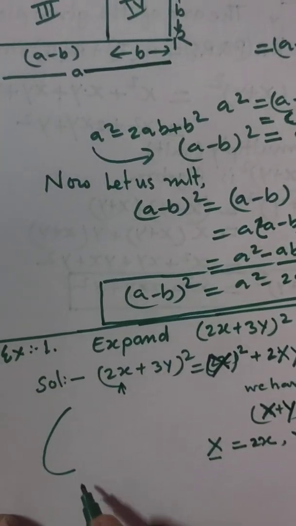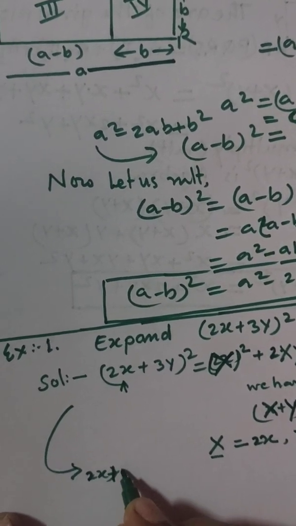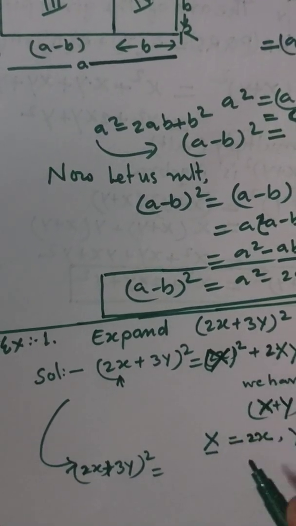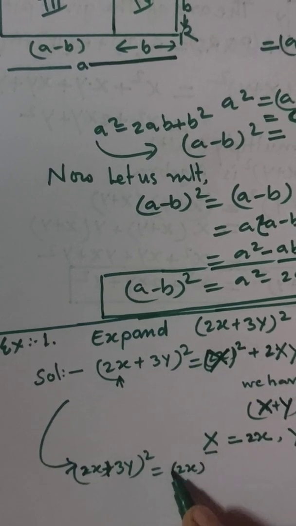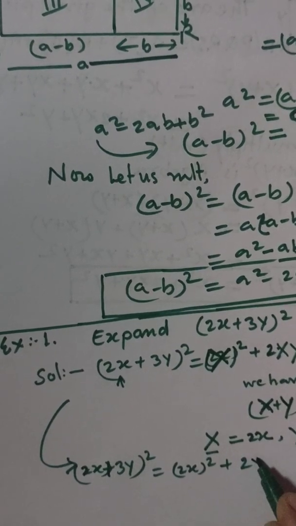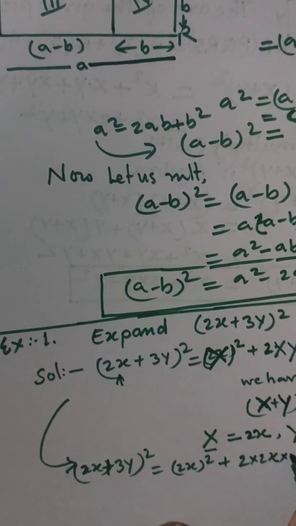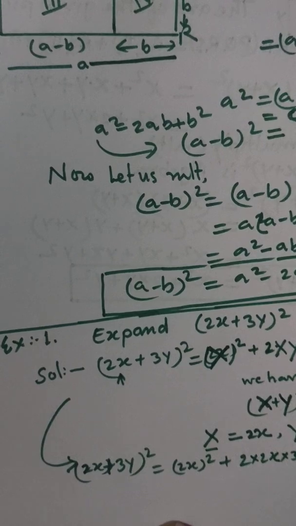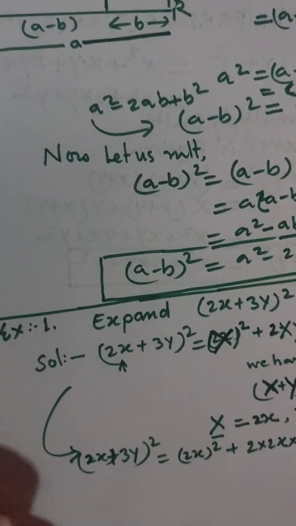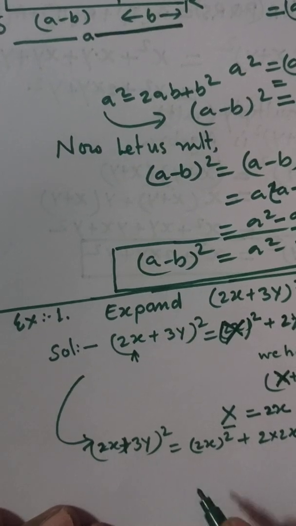Okay, now here you can write (2x + 3y) whole square is equal to x whole square, X means (2x) whole square, plus 2 into capital X is 2x into capital Y is 3y, plus y whole square, y is 3y. You must write this 2x in bracket and 3y also in bracket.